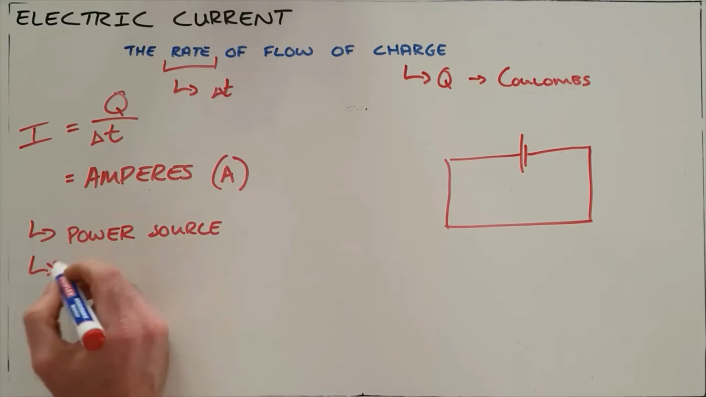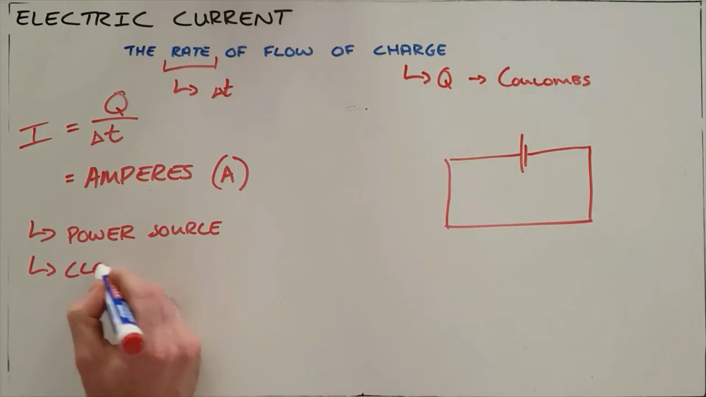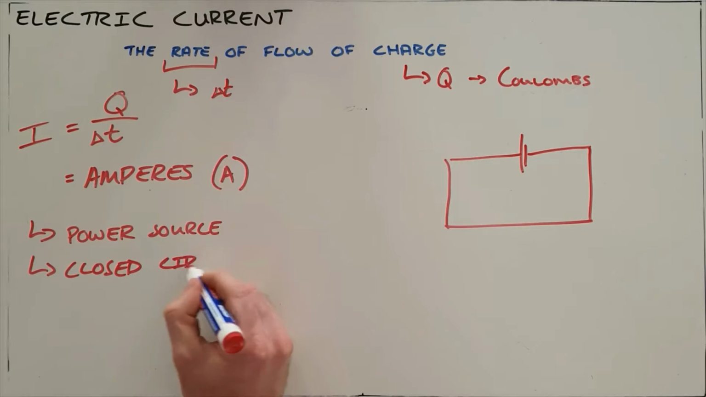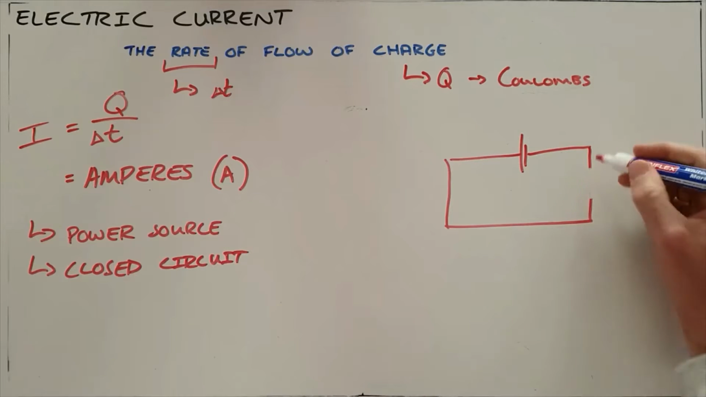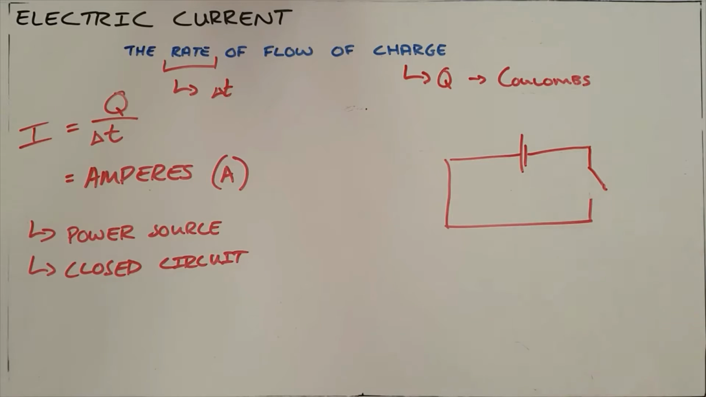Charge would normally follow a fixed path around that closed circuit, and as soon as that circuit is interrupted or opened, and we often would use a switch for that, the circuit is not closed, and current would not be able to flow anymore.